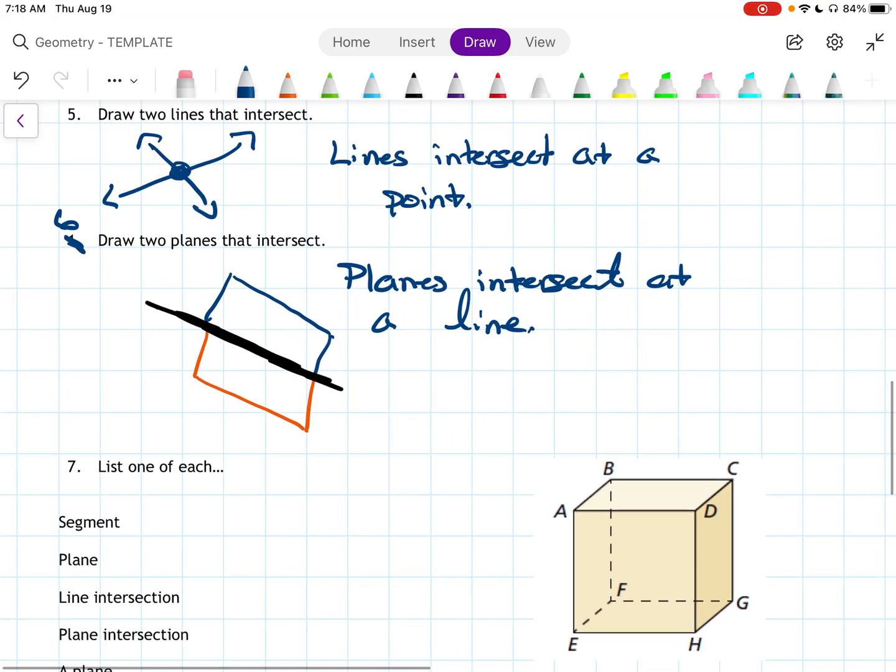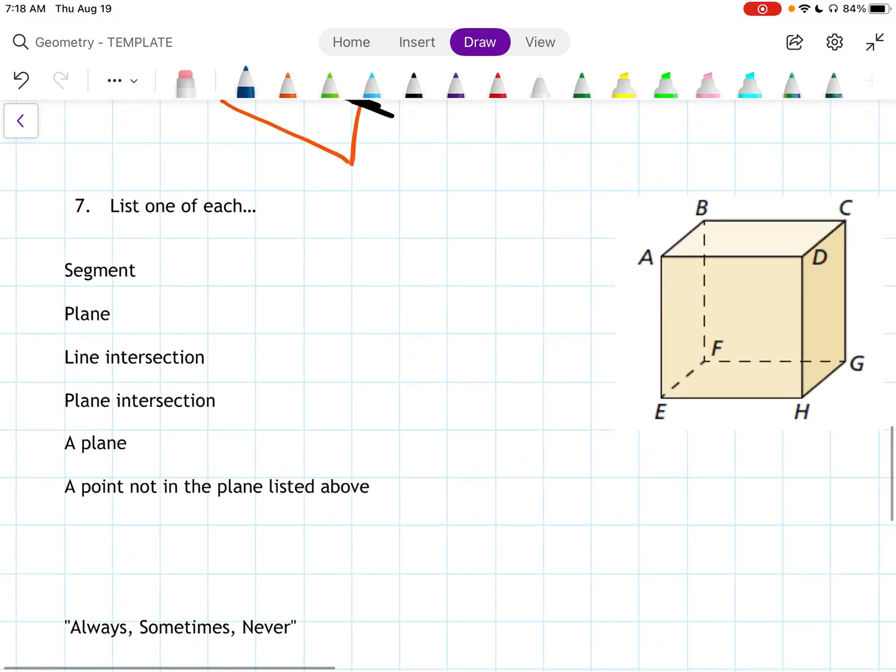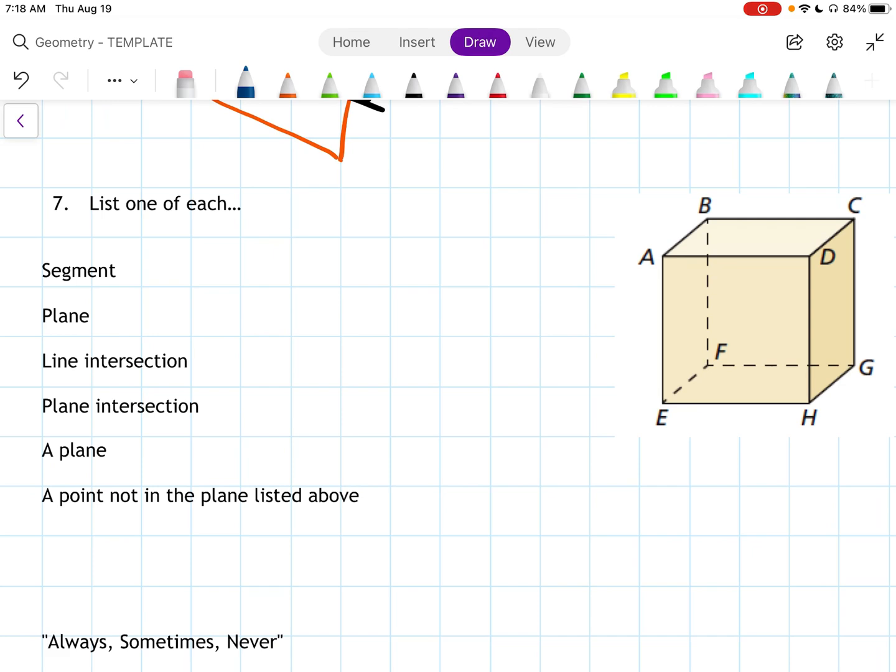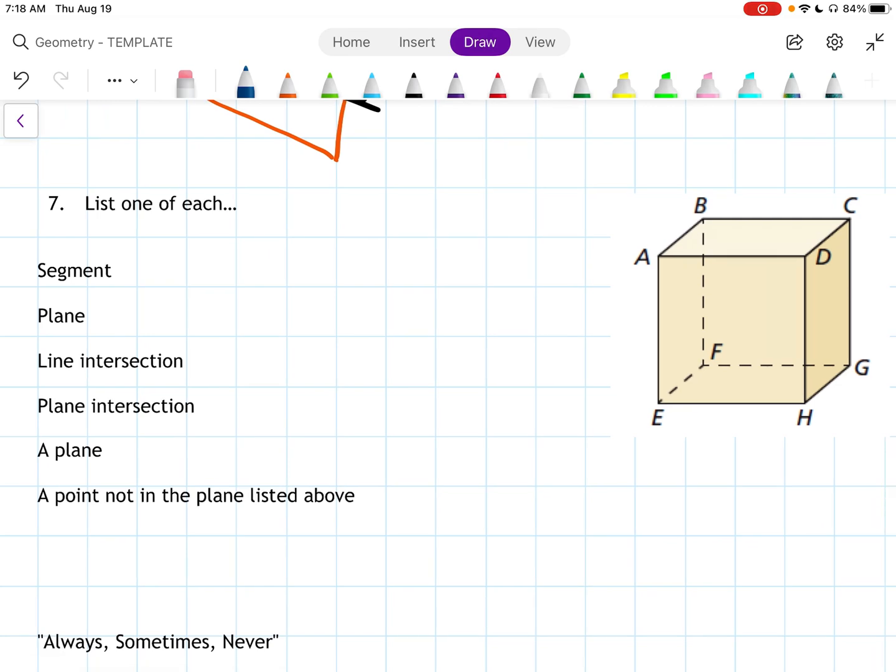All right, number 7. Now you don't need to copy this down. You can if you'd like to, but I'm just going to talk about it a little bit, okay? List one of each, and we have our picture here. A segment, okay? A segment, we could say, well, this is a segment AD, and we label that with just a little line above it, no arrowheads, right?